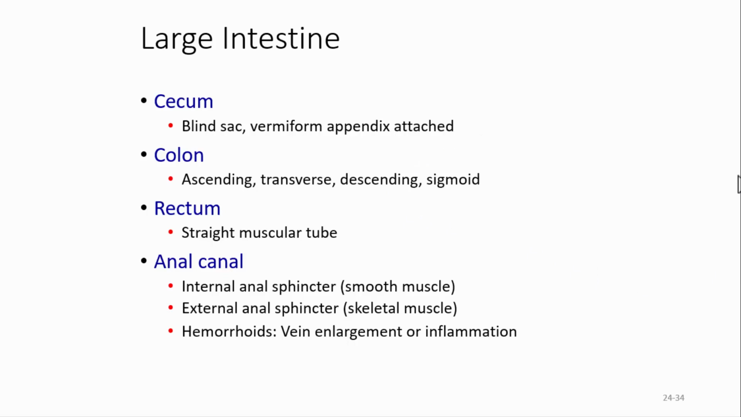The colon, as I mentioned, we have the ascending colon, the transverse colon, the descending colon, and the sigmoid colon, in that order. The rectum is a straight muscular tube. Rectus means straight. Remember the rectus abdominis muscles? Those fibers run straight up and down. In this case, the rectum is named that because it's a straight muscular tube. And then the anal canal, as I mentioned, the internal anal sphincter is smooth muscle. The external anal sphincter is skeletal muscle. And then hemorrhoids are vein enlargements or inflammation.